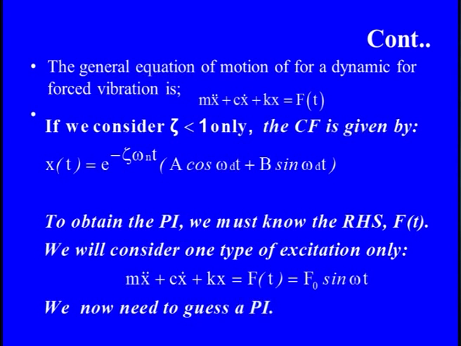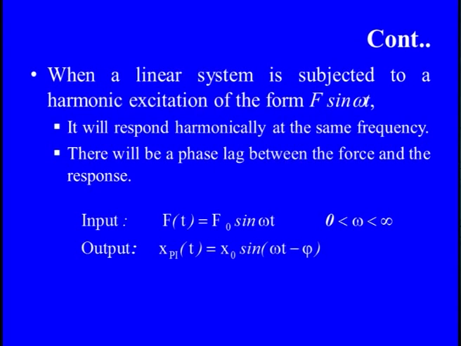To obtain the particular integral, which is the representation of the steady state, the system is subjected to forced vibration at whatever the exciting frequency is. So we can represent this phenomenon with the equation m x double dot plus c x dot plus k x equals F0 sin omega t. We need to see the nature of the force. F0 sin omega t is a simple harmonic force excitation, with F0 the force input and omega the forcing frequency. The system will respond harmonically at the same frequency at which it is excited, and there will be a phase lag between the output and the input.